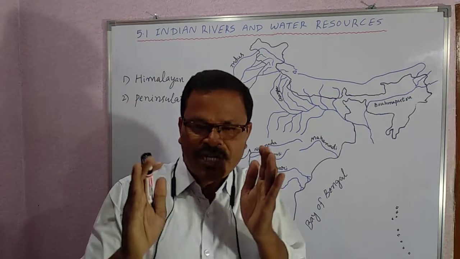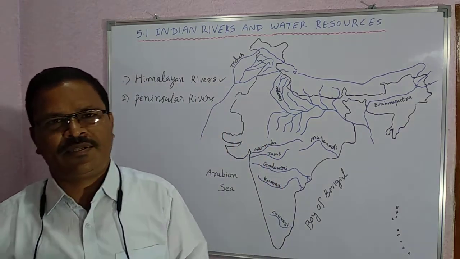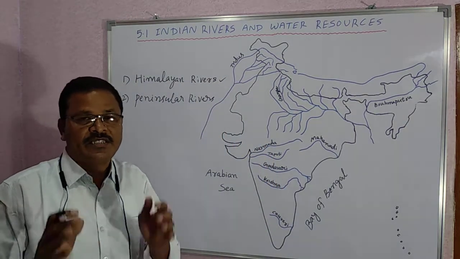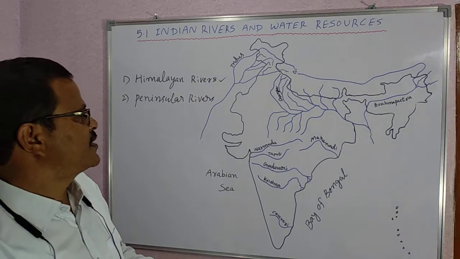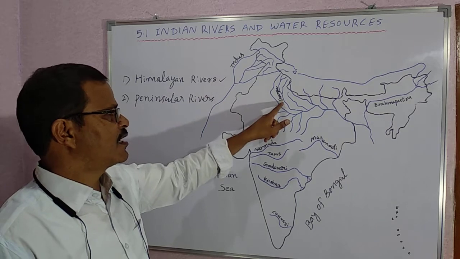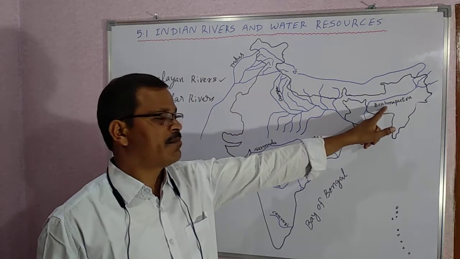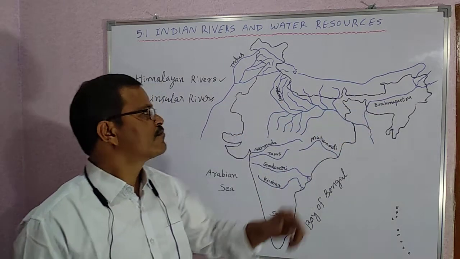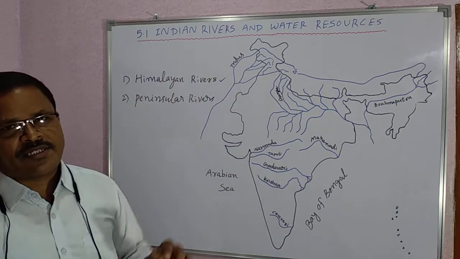There are three principal river systems in the Himalayan river system. The first one is the Indus River system. The second one is the Ganga river system. The third one is the Brahmaputra river system. Indus River system.